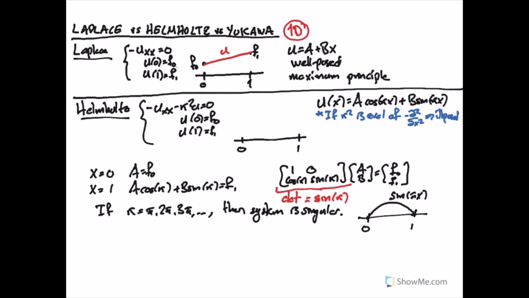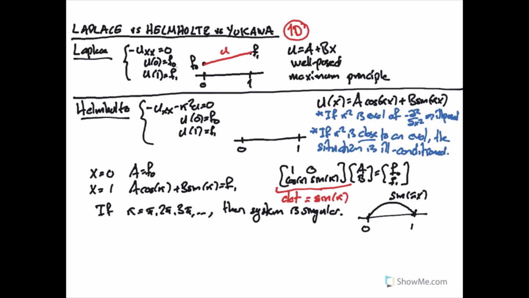And even more problematic, perhaps, is that if kappa squared is close to an eigenvalue, the situation is ill-conditioned. Meaning that even if f1 and f0 are very small, you can still have a very large solution. So this is all quite problematic, and it's important to remember when we go to 2D Helmholtz problems.